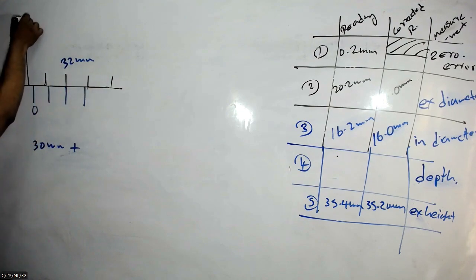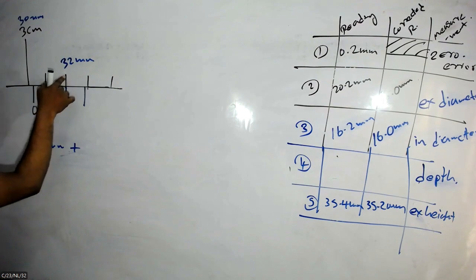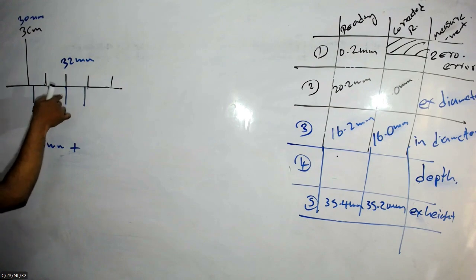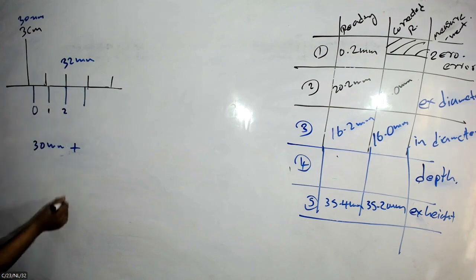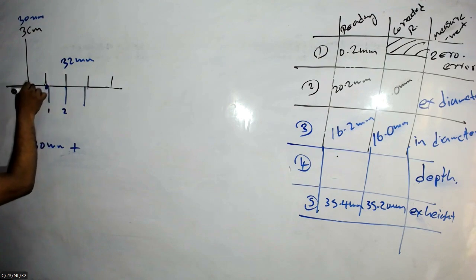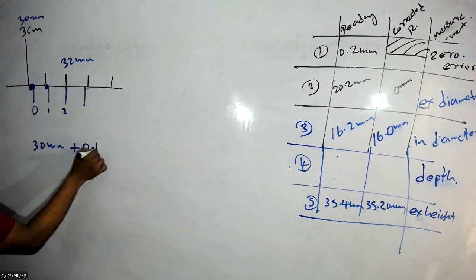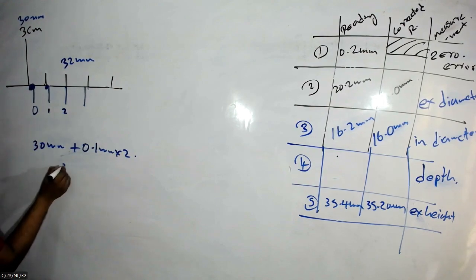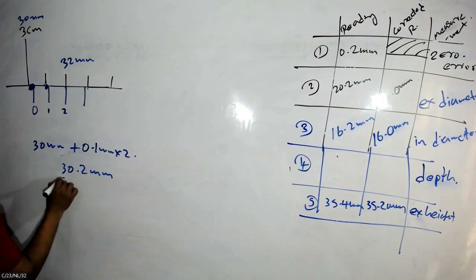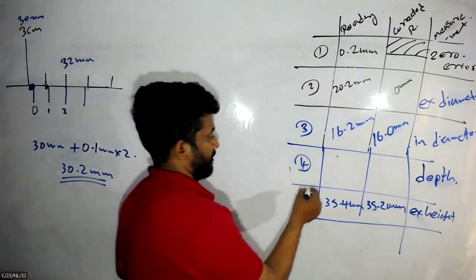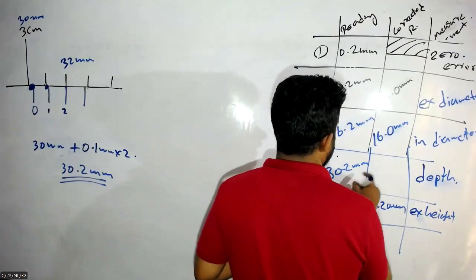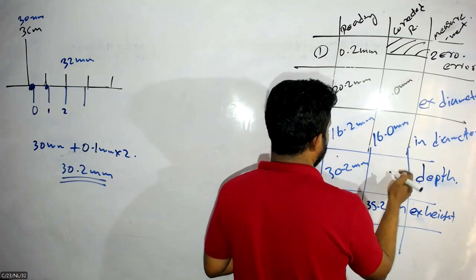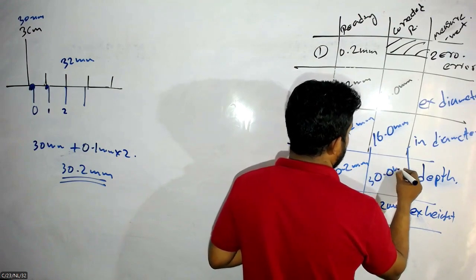3 centimeter means 30 millimeter. No? This 32 millimeter division coincides with the second vernier division, right? Then this unknown length is 0.1 millimeter into 2, right? Then the reading is 30.2 millimeter. Then you can obtain the corrected reading. The corrected reading should be, you have to deduct 0.2 millimeter, 30.0 millimeter.